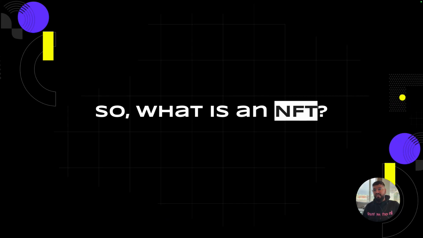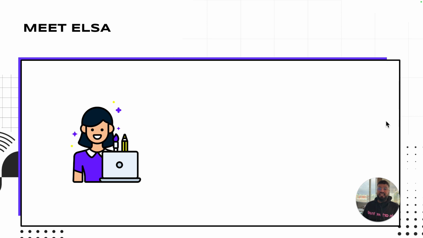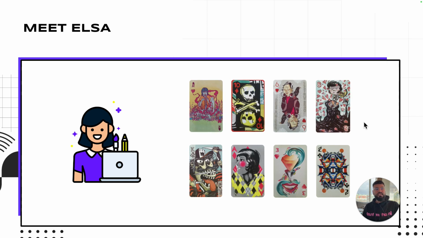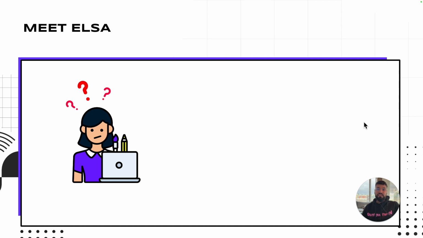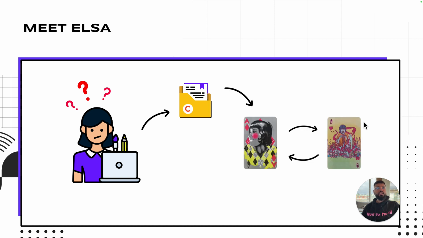What's an NFT after all? First, let's meet ELSA. ELSA is a talented designer who creates a beautiful collection of illustrated deck of cards, and she wants to sell a limited edition of only 100 copies per card online. She wants to sell each card individually, allowing people to collect them. However, she's worried. How do the collectors know if they have the original copy? How do they exchange the cards with each other? How to avoid forgery?